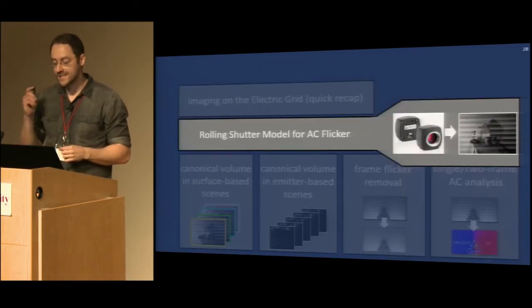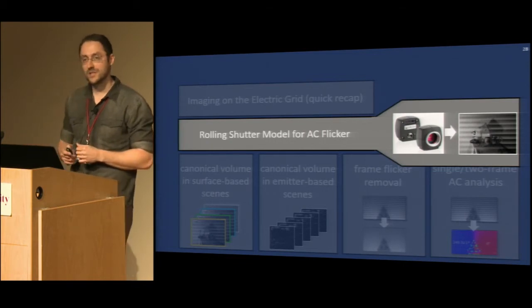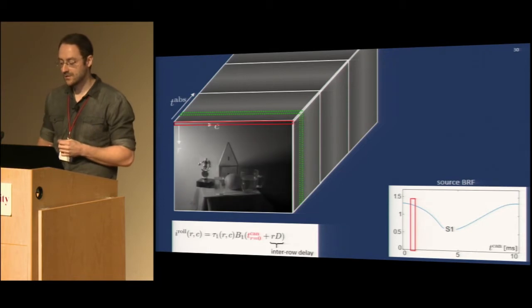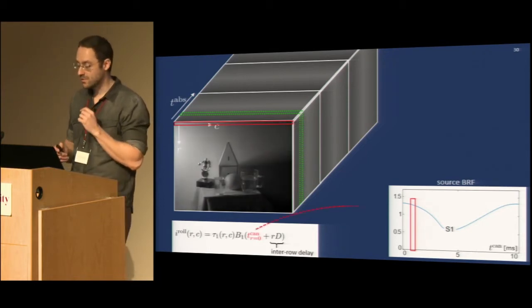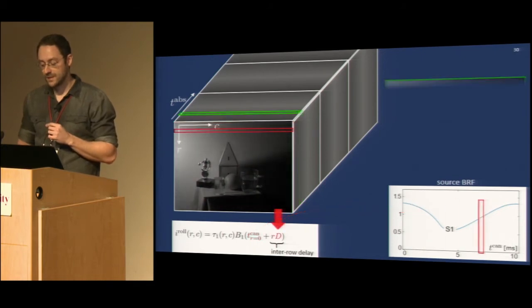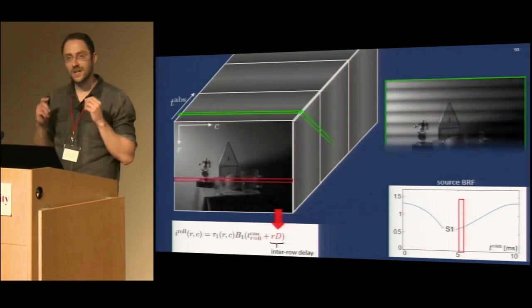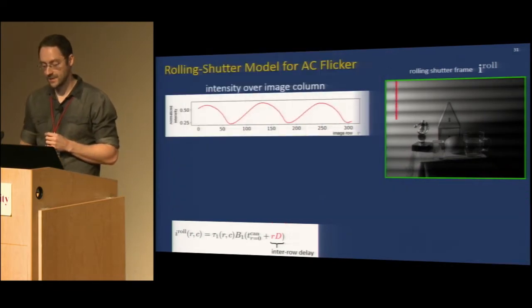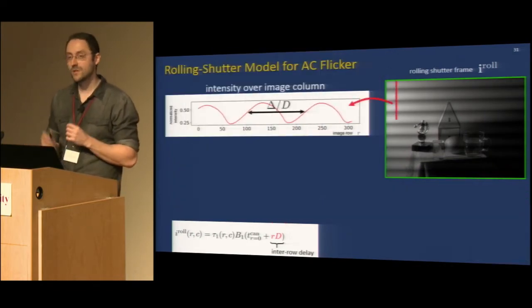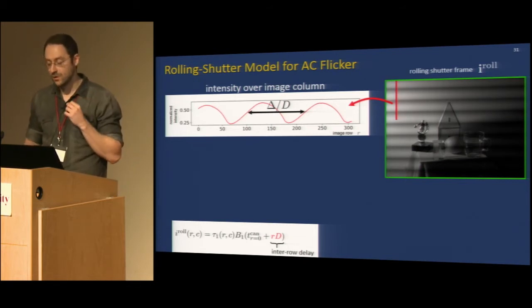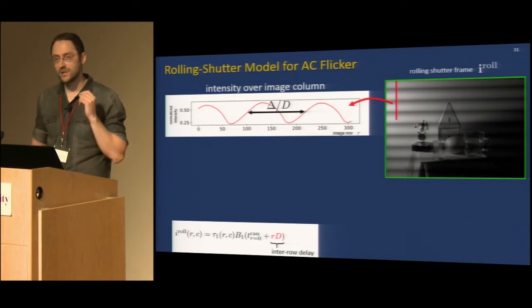All right, so now let's extend this model for a rolling shutter sensor. So we've seen that in a rolling shutter sensor, the first row starts at some canonical time. Then the inter-row delay produces a diagonal sampling of the space-time volume. This sampling produces a wave pattern in the frames whose spatial frequency depends only on the flicker frequency and the row delay.